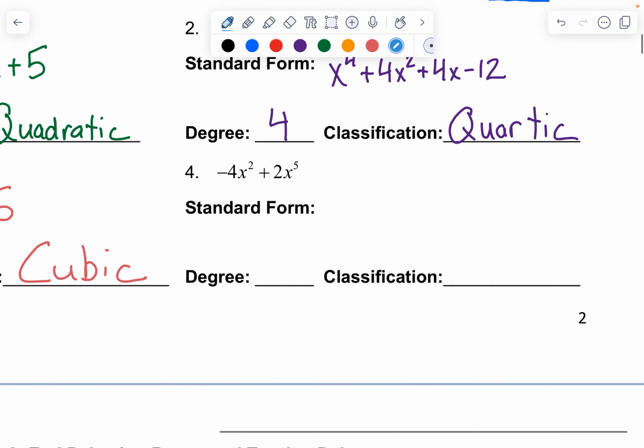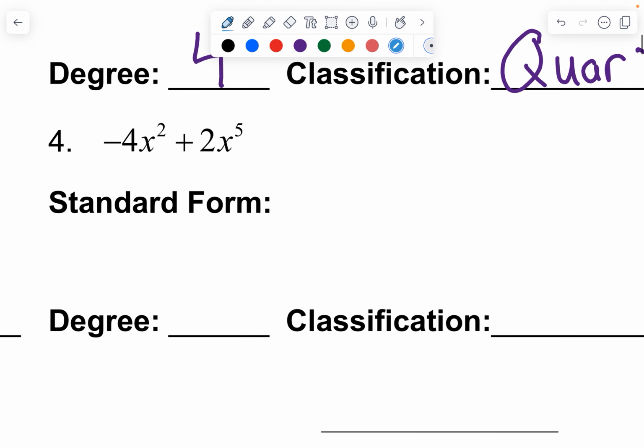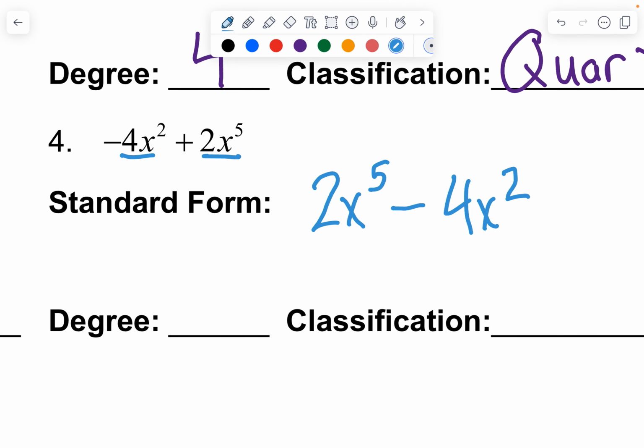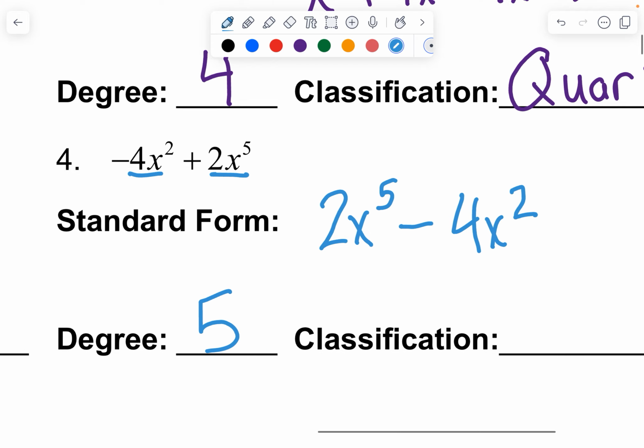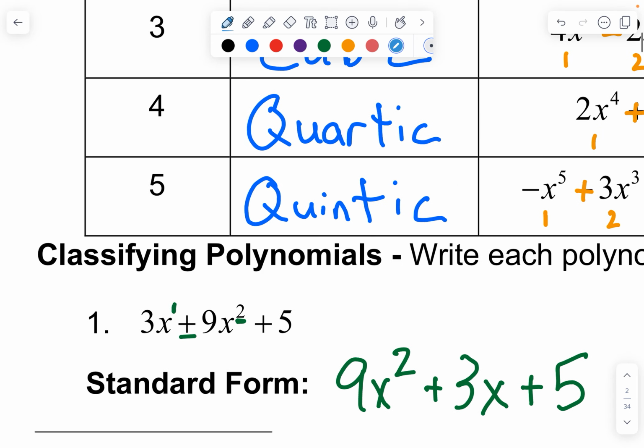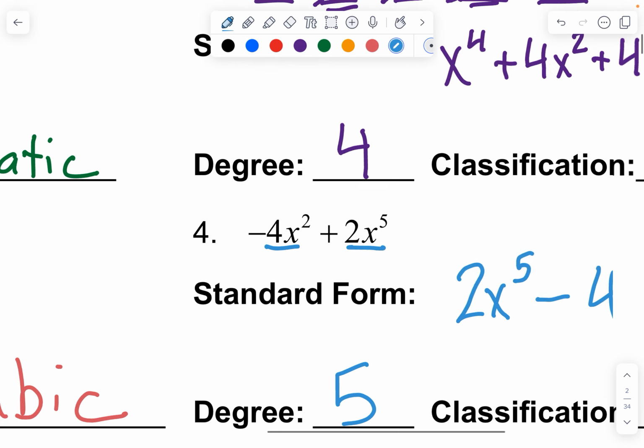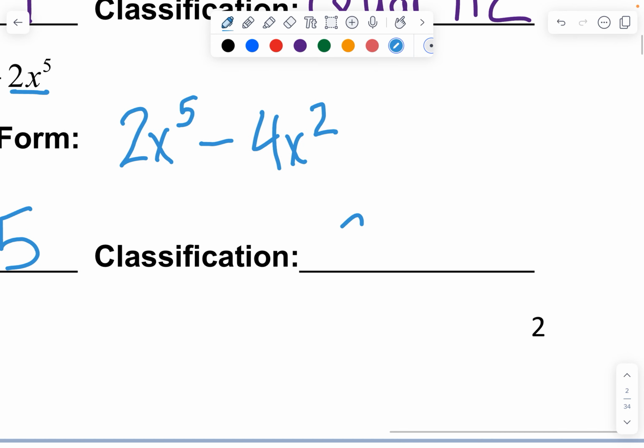All right, finish this up. This last one here, we just got to flip-flop them. Look, x squared and 2x to the 5th. So x to the 5th has got to go first. Same thing, watch your signs. It's a positive 2x to the 5th and a negative 4x squared, so keep those signs with them. This degree ends up being a 5, which, if we take a peek up here, that would be your quintic, if we're classifying by degree.